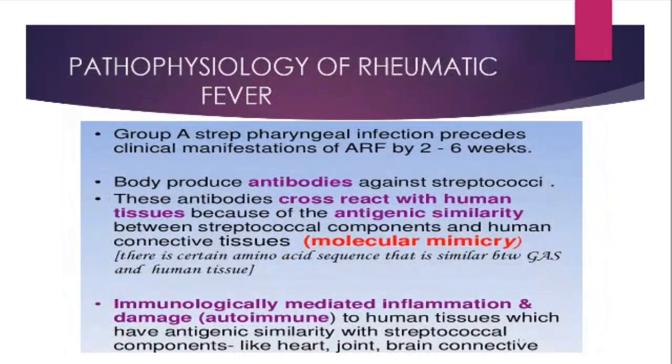So the group A streptococcal pharyngeal infection presents clinically with manifestations of acute rheumatic fever after 2 to 6 days, but sometimes it can even take longer. The body produces antibodies against streptococci, and these antibodies cross-react in the body, producing similar reactions in the connective tissues, which have the same characteristics as those in the throat. So these result in autoimmunity, especially in the heart, joints, bone, and the brain.